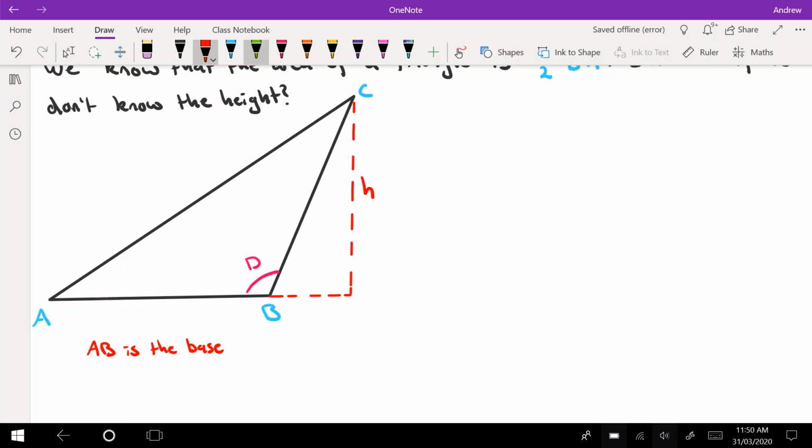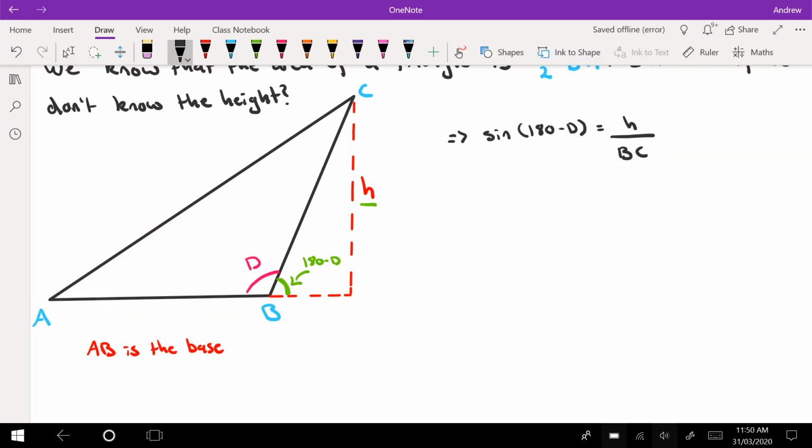Okay, so now there's this issue that if I have this angle D, well, I don't want the sine of that side. I want this angle here because that's going to help me find my height. This angle is going to be 180 take D. So we can now say that to find H, the sine of 180 take D is equal to the height over BC, because BC is my hypotenuse.